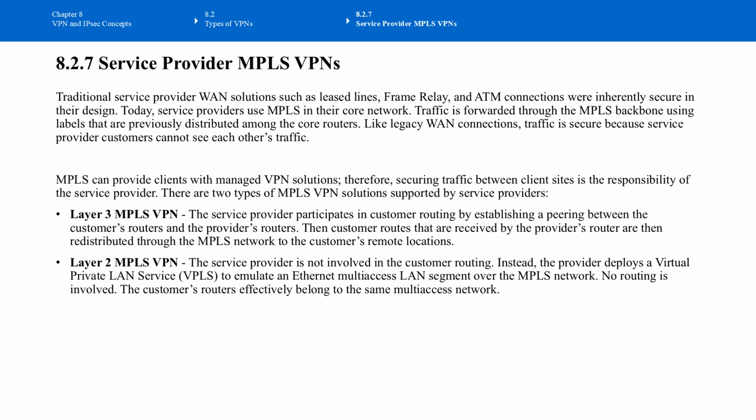And for the Layer 2 MPLS VPN, the service provider is not involved in the customer's routing. Instead, the provider deploys a virtual private LAN service to emulate an Ethernet multi-access LAN segment over the MPLS network. No routing is involved. The customer's routers effectively belong to the same multi-access network.